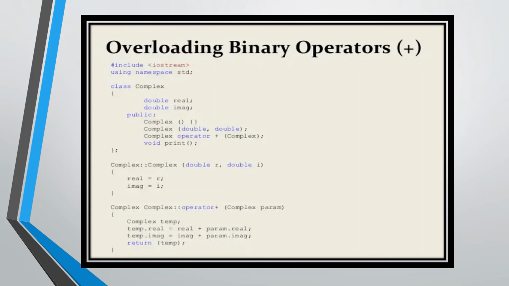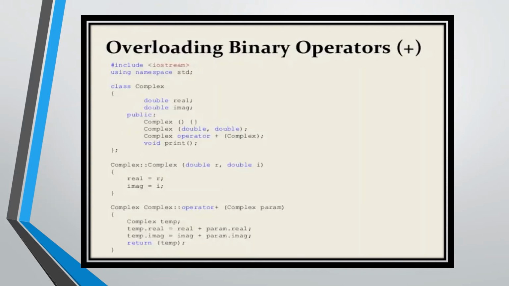So here we are going to see the program for addition of two complex numbers. Under the public section, Complex, this is the first constructor I defined, that is the empty, or we can say the default constructor. Then the second constructor I define is Complex in brackets double comma double. It is the constructor with two parameters, so it is called a parameterized constructor.